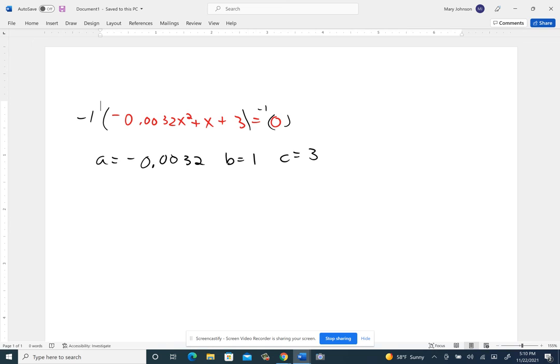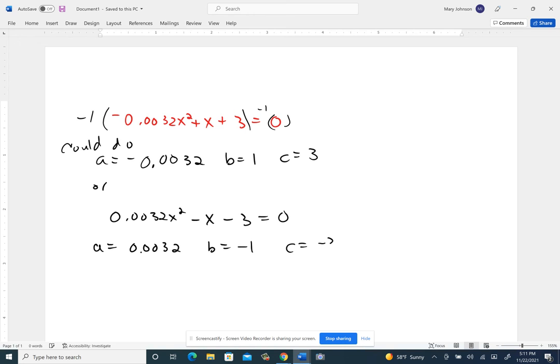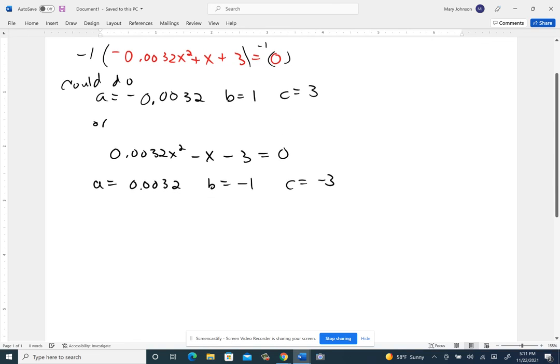Now I could do this, or you could multiply through by -1, which would make it positive 0.0032x squared minus x minus 3 equals still 0. So the A would be positive. I just like the A positive because the A is on the bottom, and so you get kind of a strange form sometimes on that. But it's really up to you whether you want to do that or not. But that's what I tend to do.